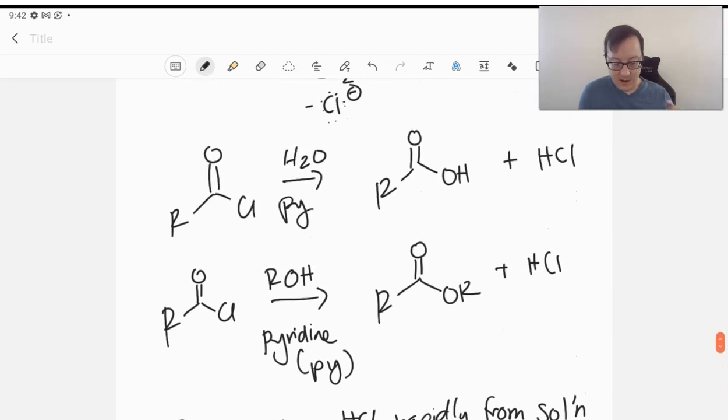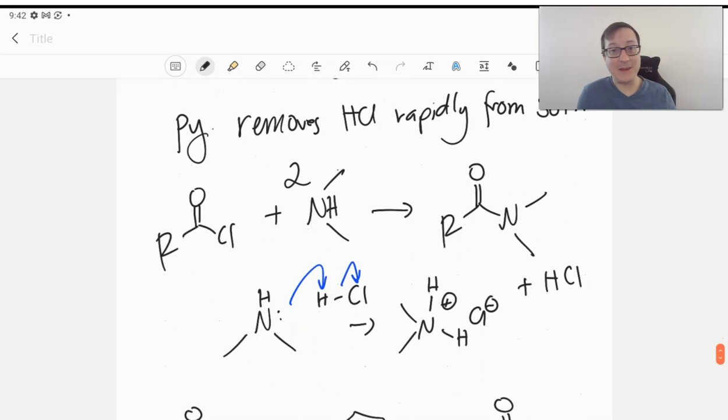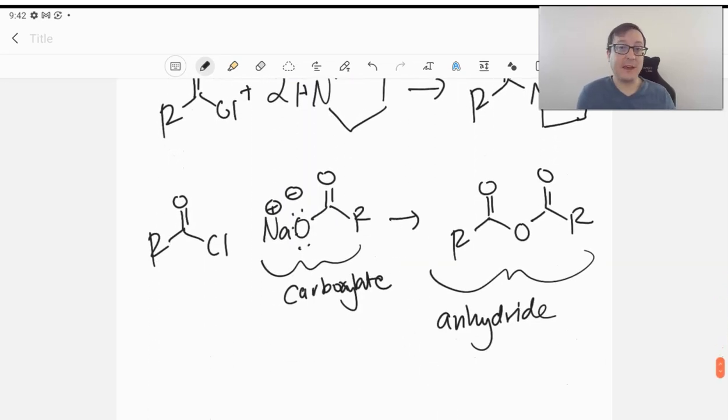All right, so we can go ahead and take a look at the rest here. Let's summarize. We can hydrolyze them, turn them into carboxylic acids by using water. Again, a little bit of pyridine to help out. We can use an alcohol to make an ester. We can use two equivalents of an amine to make an amide. We can use a carboxylate to make an anhydride. And so we have now a way of getting from acyl chloride to any other carboxylic acid derivative, except nitriles. We'll talk about those later. But we can do other things too.